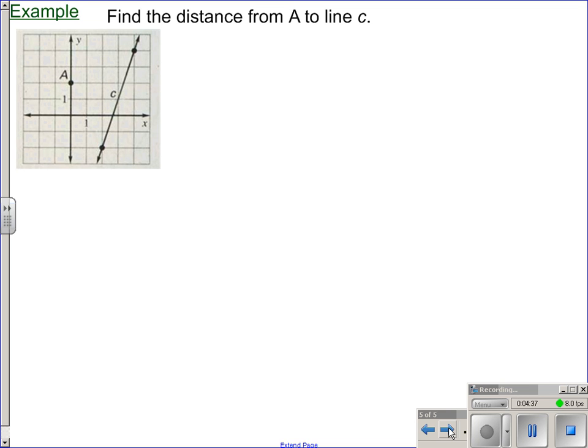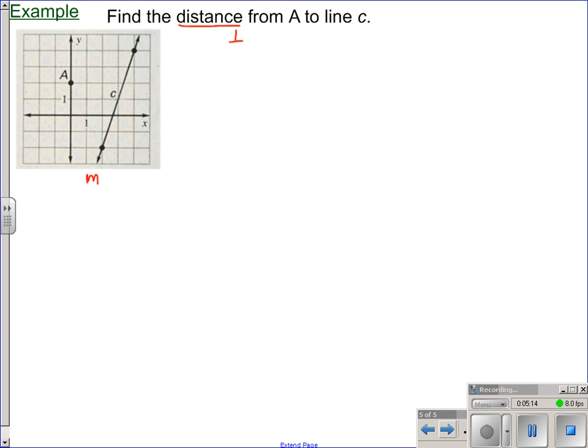For this next and last one, find the distance from point A to line C. When you measure distance, you have to go perpendicular to the object. So we're going to go from point A perpendicular to line C. To find distance, you need to have two points, or at least it's very helpful to have two points. Sometimes there's other information that lets you avoid that, but that's not the case here.